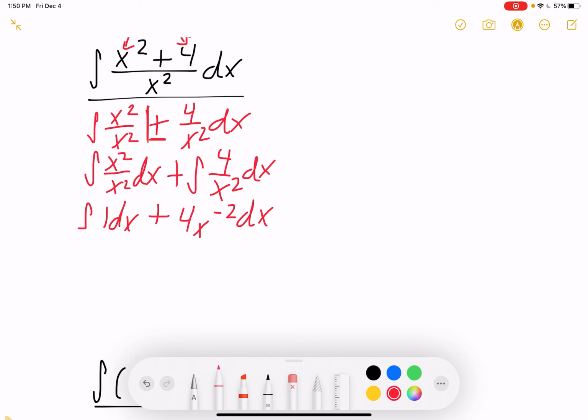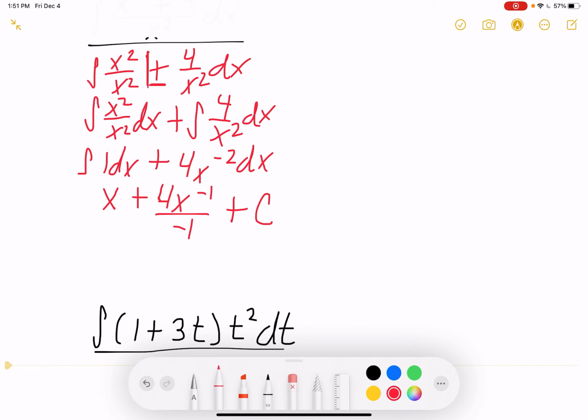So this first one is just a constant. When it's just a constant, we just chain on an x, plus, and then this second one, we add 1. So -2 plus 1 becomes 4x to the -1, and then we divide by that new exponent, all over -1, plus c. Don't forget that plus c.